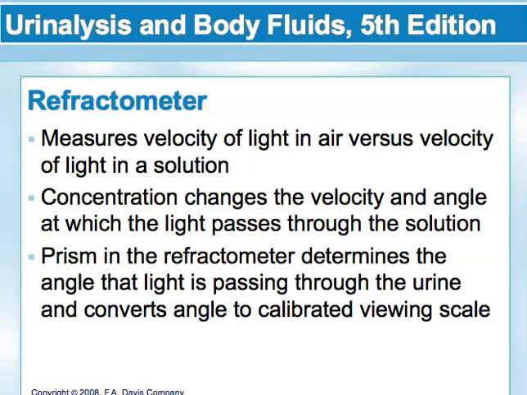The refractometer, which is an indirect method, determines the concentration of dissolved particles in a specimen by measuring the refractive index. The refractive index is defined as a comparison of the velocity of light in air with the velocity of light in a solution. The concentration of dissolved particles in a solution determines the velocity and angle at which light passes through a solution. The prism in the refractometer determines the angle that light is passing through the urine, and it converts the angle to a calibrated scale to determine a specific gravity.